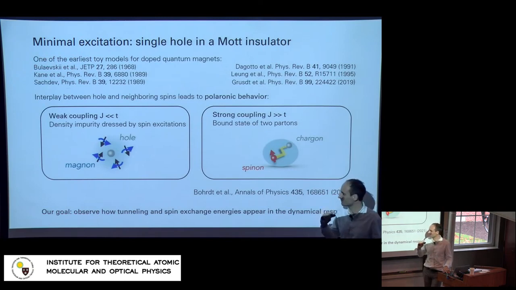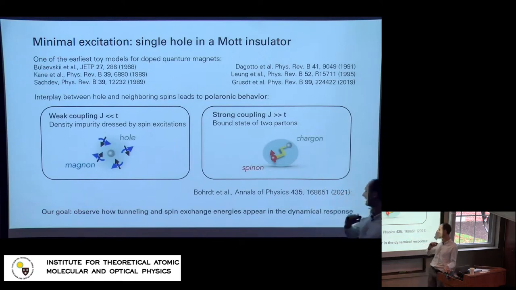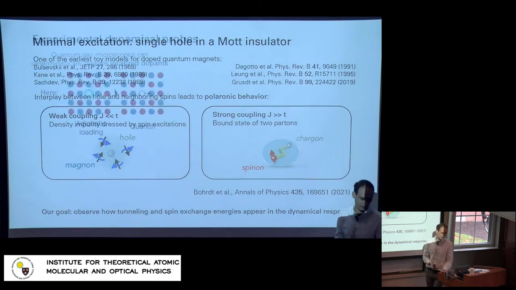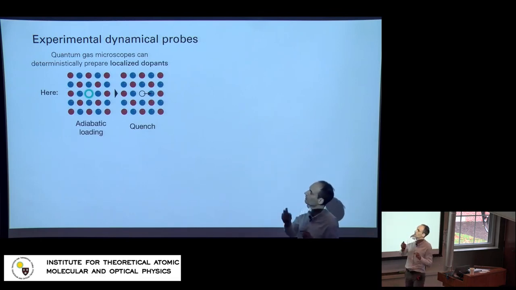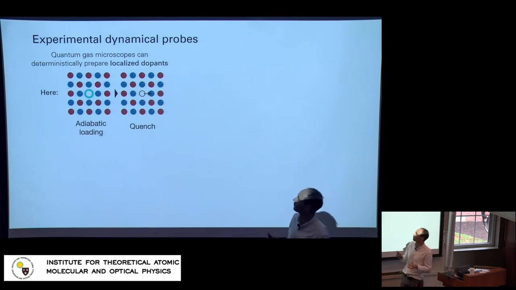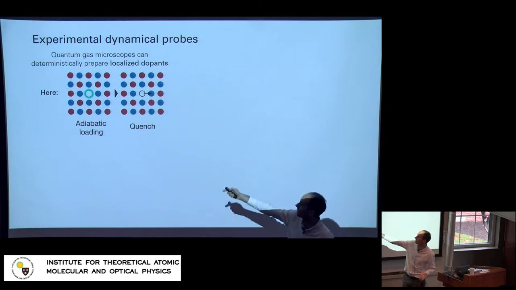And so we now want to observe how these tunneling t and spin exchange J energies appear in the dynamical response that we are studying with our quantum gas microscope. The experiment we are doing here is very specific. I need to emphasize that what you get from this kind of measurement really depends on the initial preparation conditions. Here, quantum gas microscopes allow you to very nicely and deterministically prepare localized dopants in a Mott insulator with antiferromagnetic correlations.